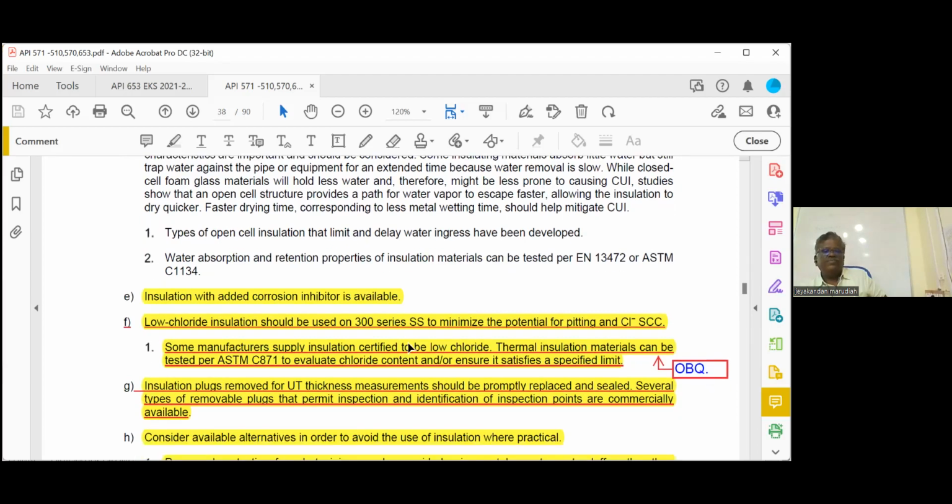Then F. Low chloride insulation should be used on 300 series to minimize the potential for pitting and chloride stress corrosion cracking. Then highlight the one. Some manufacturers supply insulation certified to be low chloride. Thermal insulation can be tested to ASTM C871. That is important.